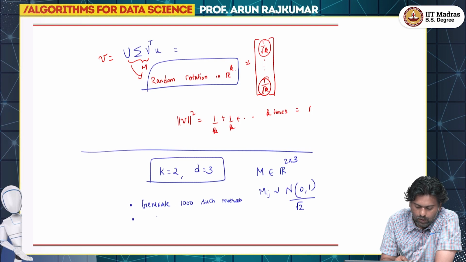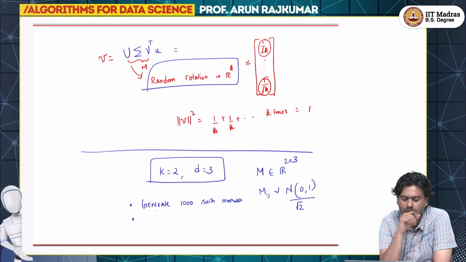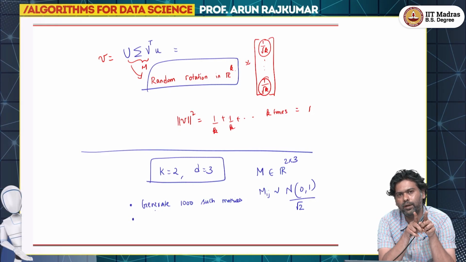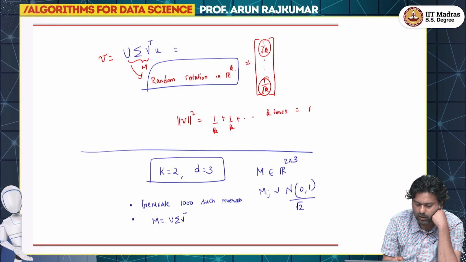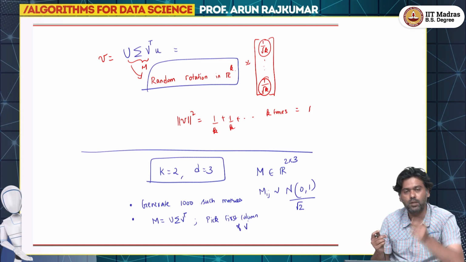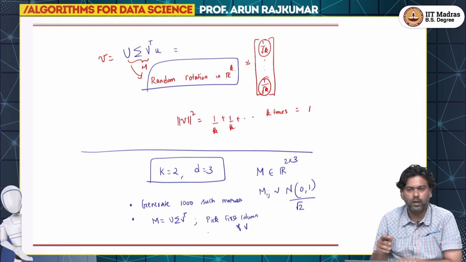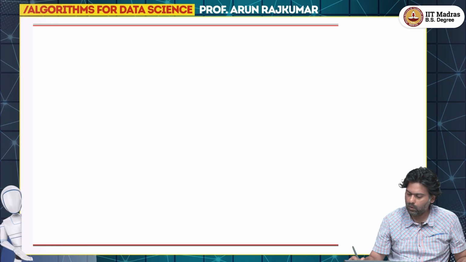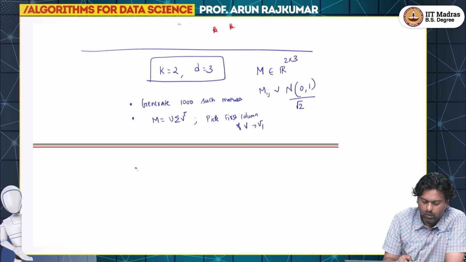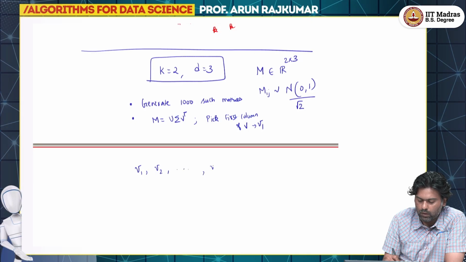Now, what I want you to observe is the first singular vector of V. Do an SVD, break M as U sigma V transpose, and pick the first column of V, the first singular vector of V, and store it. Let us call that V1. Because you did this experiment 1000 times, you have V1, V2 till V1000.